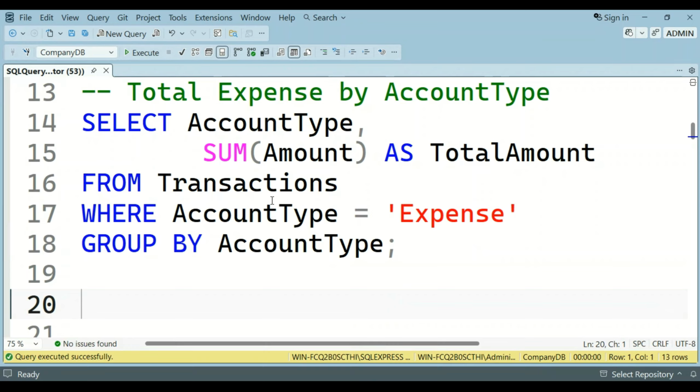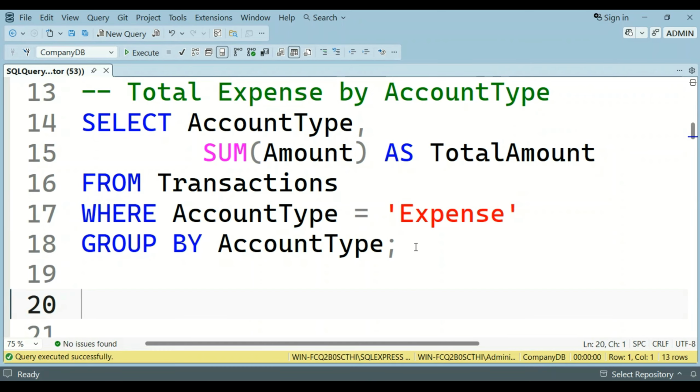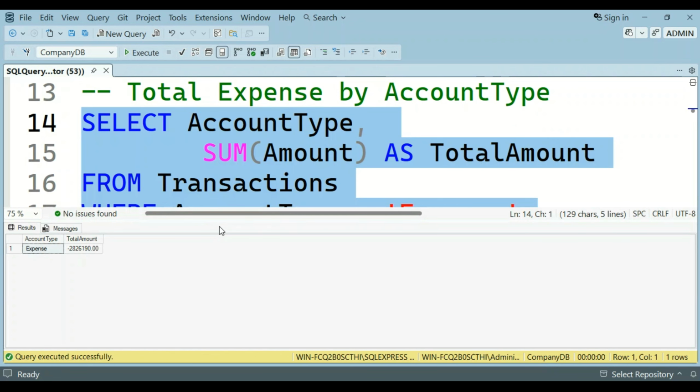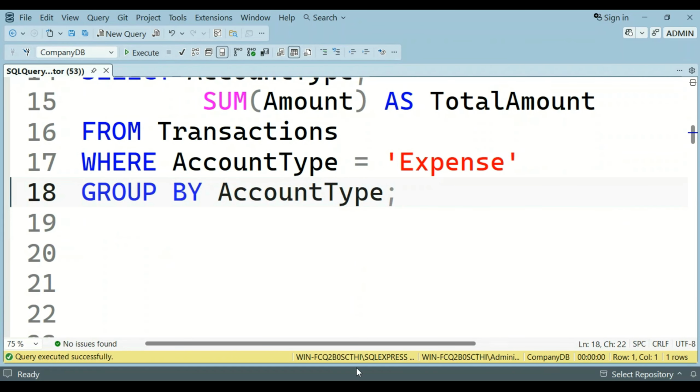Query number 2. How much total expense do we have? In this query, we first filter only expense transactions using WHERE, then we group them by account type and calculate the total. This tells management the total operational expense recorded in the dataset.